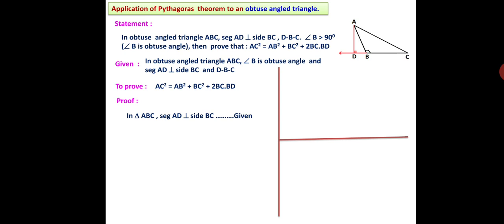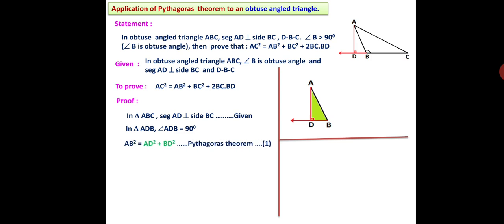So it is given that in triangle ABC, AD is perpendicular to BC. Therefore, again we will extract the triangle ADB from the given original triangle. It will be like this, wherein angle D is 90. Therefore, we will apply Pythagoras theorem for that, and you will get an equation AB square is equal to AD square plus BD square. Let it be 1.